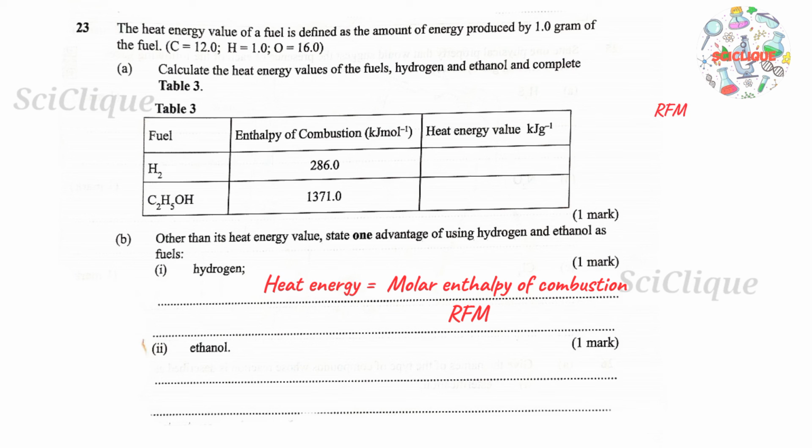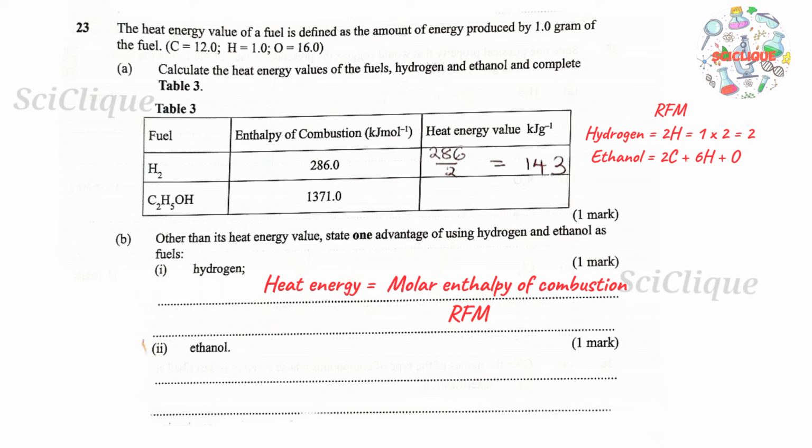Relative formula mass is also easy to obtain. So for hydrogen, the relative atomic mass is 1. How many hydrogen atoms do we have? 2. So we take 286 divided by 2, giving us a heat energy value of 143.